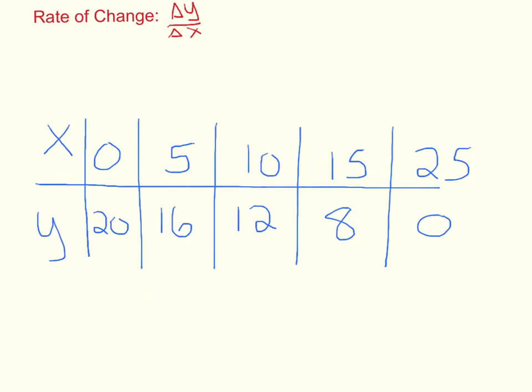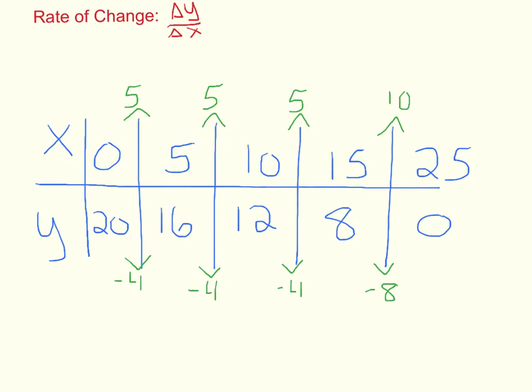Okay, here's our last example where we have a table of values that we have to determine whether or not it is linear. So let's find the change in our y values. This goes down by 4, down by 4, down by 4, and then this one goes down by 8. Alright, well let's check out our x values. It goes up by 5, 5, 5, and then it goes up by 10.